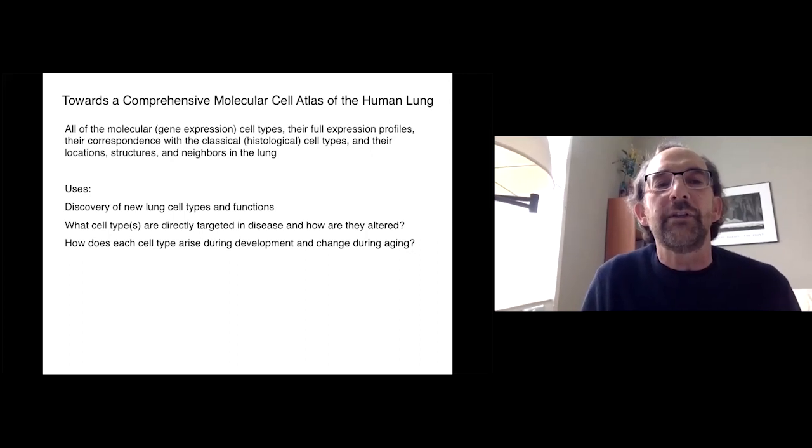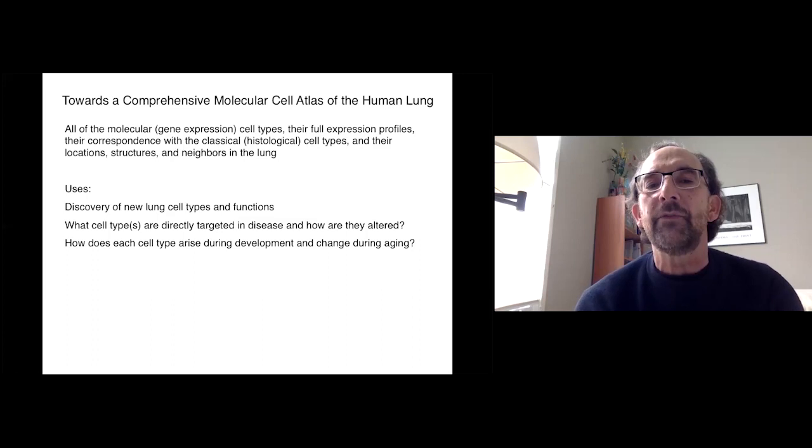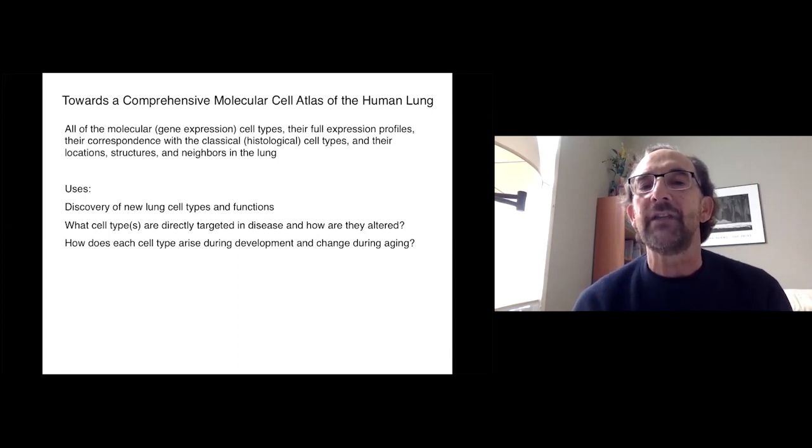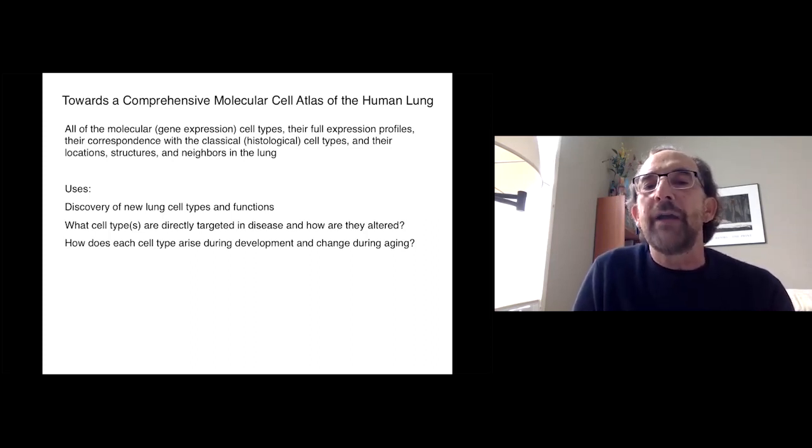And what I'm going to focus on today is three aspects of constructing such a map, and then three uses. And that includes the discovery of new lung cell types and new functions for lung cell types. Then talk about what cell types are directly targeted in disease and how are they altered, in particular focusing on COVID for most of the talk. And then how does each cell type arise during development and change during aging, as is the focus of this seminar series.